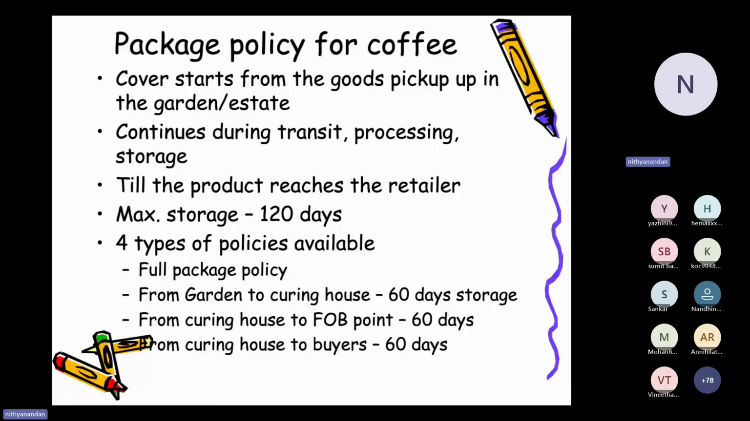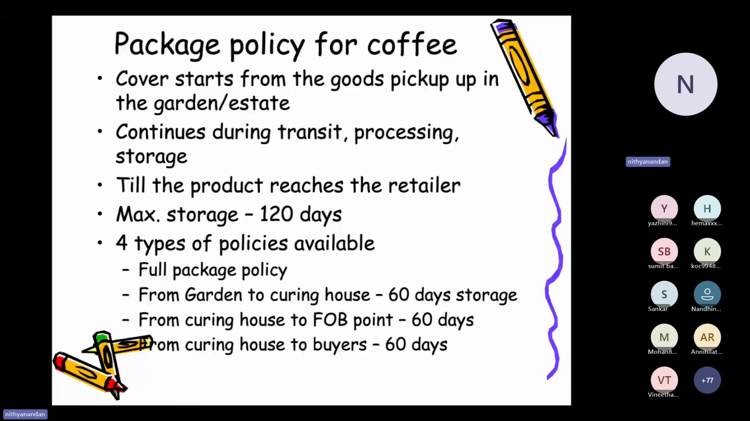So cover starts from the goods pickup in the garden, continues during transit, processing, storage, everything is covered till the product reaches the retailer. Any product, maximum storage is 120 days per year. Four types of policies are available.